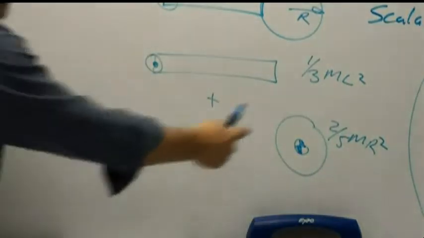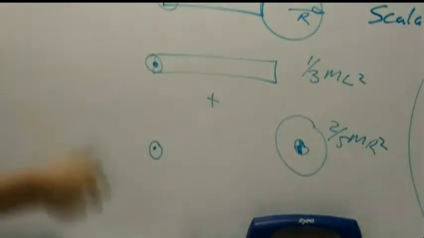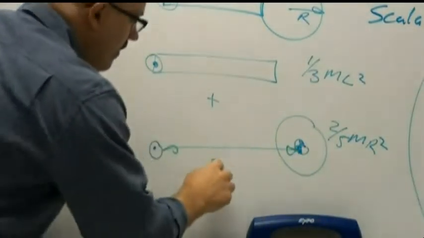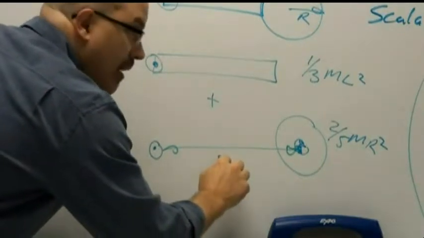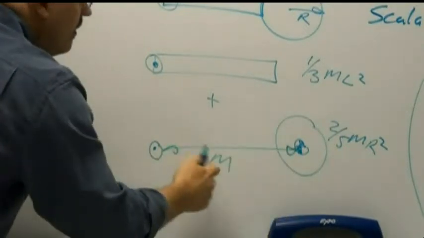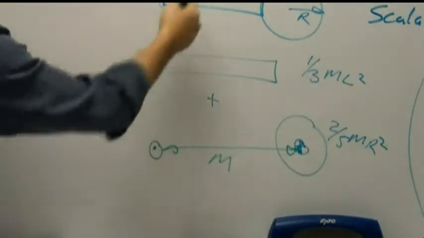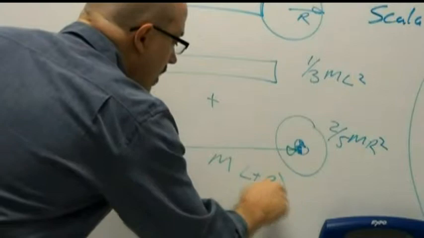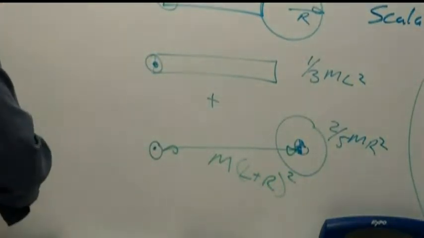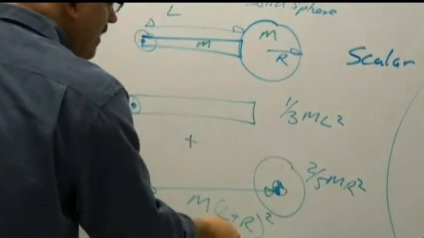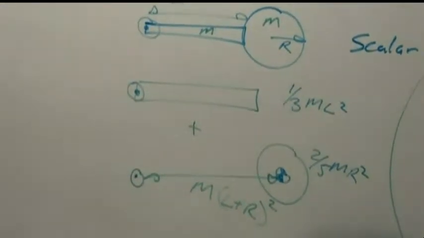But that's if it's rotating about that point, right? Then we have to transfer it from here to here. So the parallel axis theorem is this plus an M times whatever this distance is right here. In our case, it's going to be L plus R, L plus R squared. And I'm assuming the mass of this is M and the mass of this is M, to make life simpler on us. And you would add this piece plus this piece plus this piece all up to get the total.